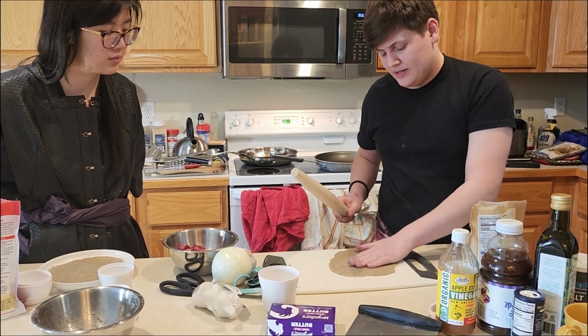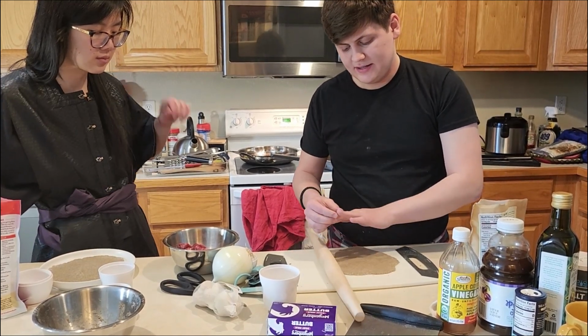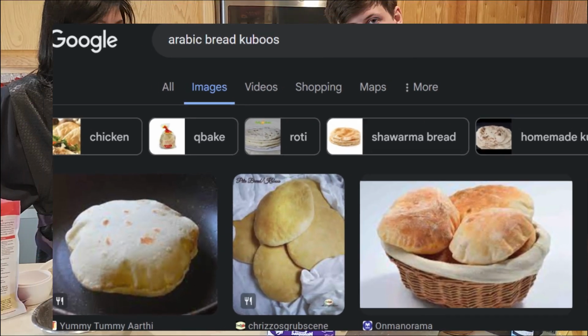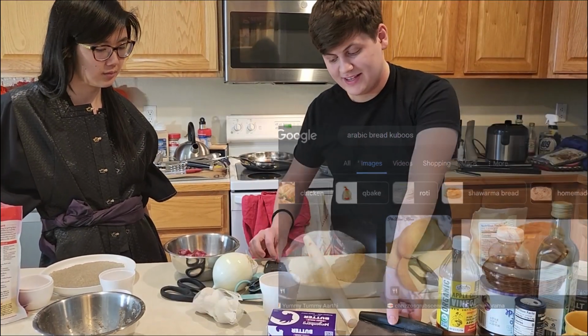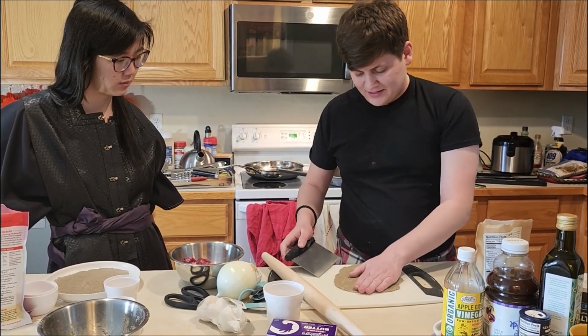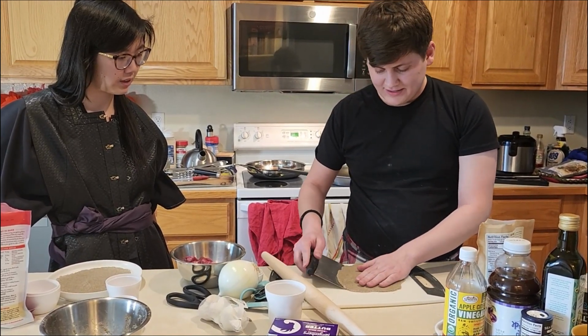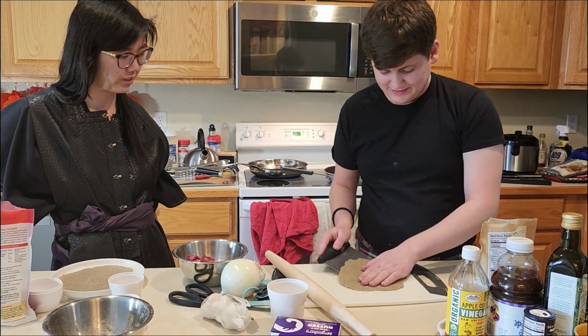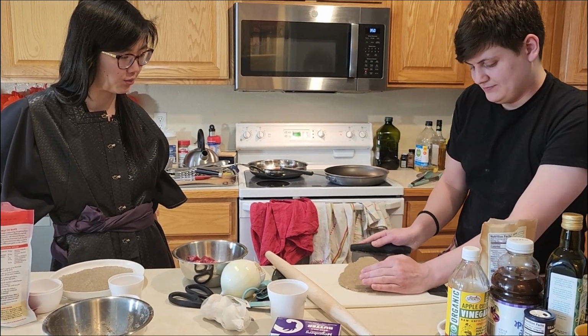It's also a similar situation to, I think, khubz, I believe it's called, in Arabic. That's the Arabic word for bread, but then there's a bunch of different subtypes. It's kind of like how the word for rice in Japanese is also just the word for meal now.